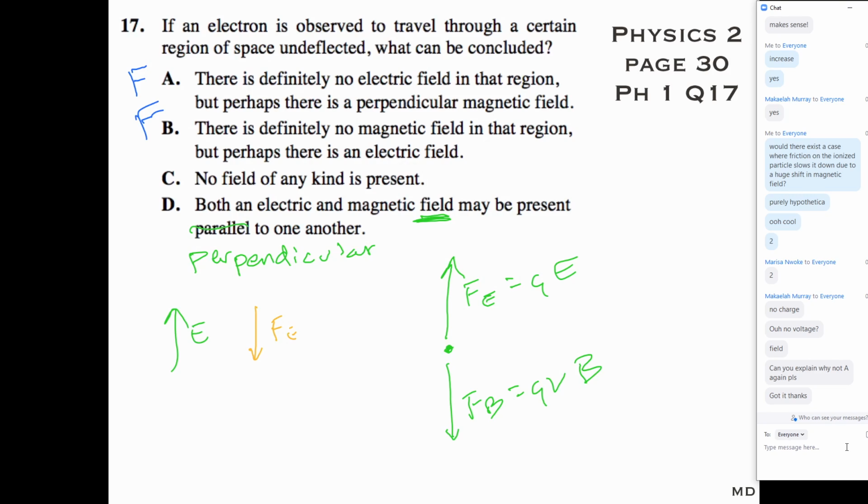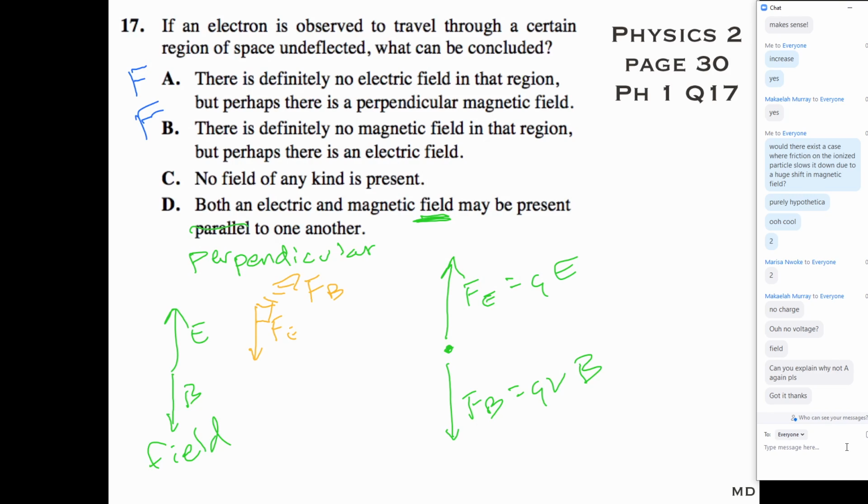Exactly. Electron's negative and fields point the way a positive would migrate. So if a positive would go up, negative would go down. If the B field was this way, so if my fields were parallel, as the question said, then my force would be perpendicular. Actually, let me draw that for three-dimensional accuracy. The right angle between those two.